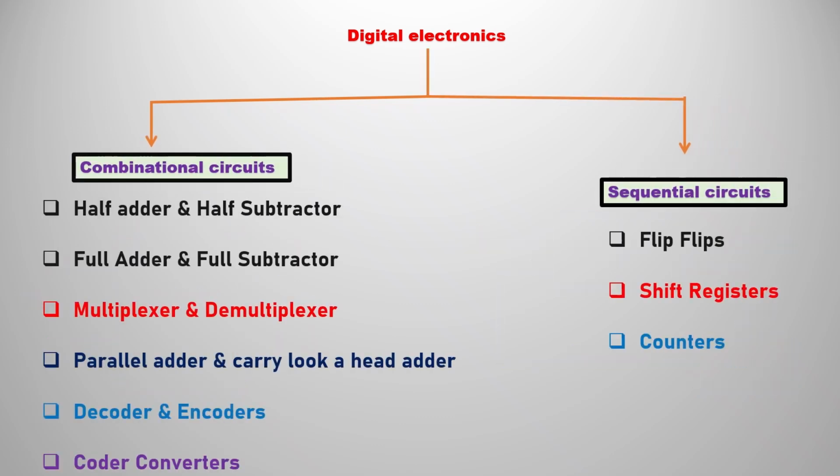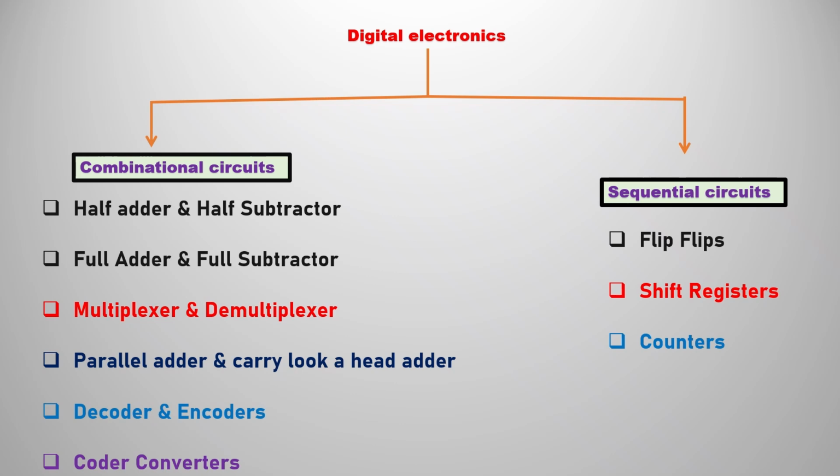Now let's see examples of combinational circuits and sequential circuits. We have already discussed all these things in this playlist. In combinational circuits we have discussed the subtractor, full adder, full subtractor, multiplexer and demultiplexer in detail, and also the parallel adder and carry look ahead adder, decoder, encoder and code converters. So these are all covered in combinational circuits.